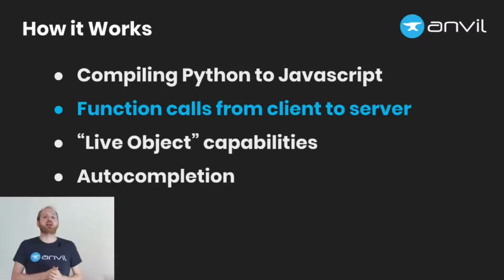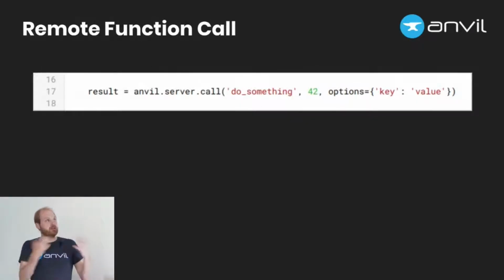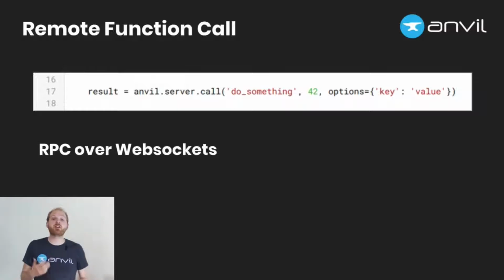Here's another topic that is pretty important to the framework that you've just seen. And that is making function calls from the browser to the server. These Anvil.server.calls act like Python function calls. You've got the name of the function, you've got positional arguments, you've got keyword arguments, you've got return values. And when you make a call like this, it actually goes over WebSockets using a remote procedure call system.